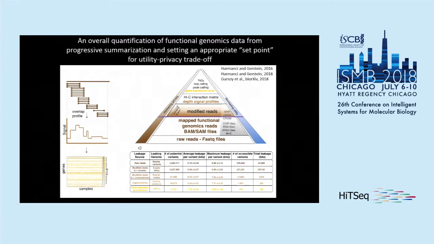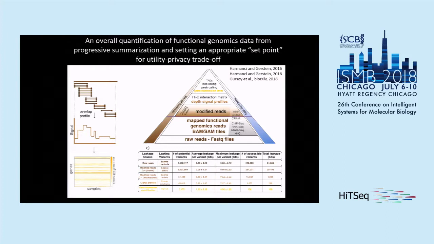So with this and with the previous work that we did in the lab, we can now quantify private information leakage at every step of the functional genomics data processing. So in this talk, I talked about the leakage from the reads itself. We showed this year that there's leakage in the signal tracks, and then we showed previously that there's actual leakage at the gene quantification levels. So you can see that we can tell how many potential SNPs you can leak from each set of data.